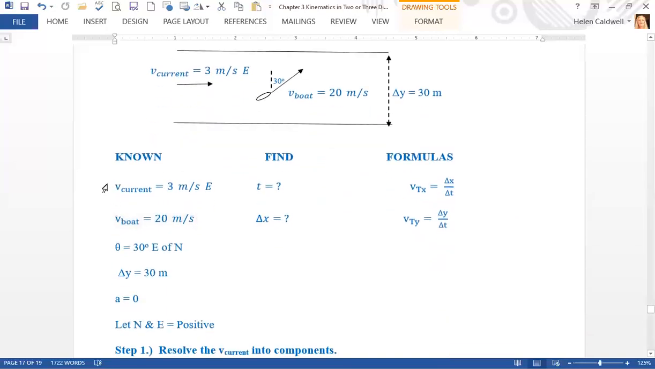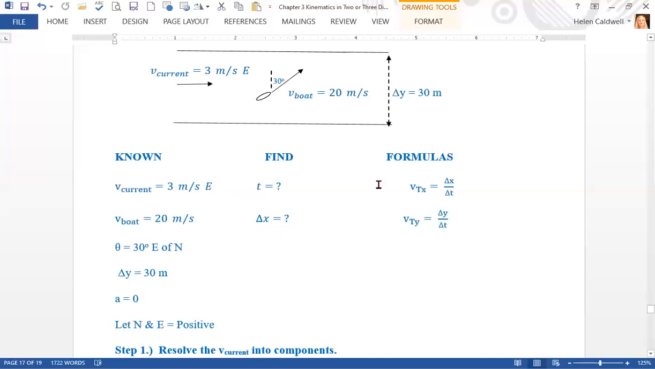So we know the velocity of the current is 3 meters per second east. We know the velocity of the boat is 20 meters per second. Theta is 30 degrees east of north. We know that delta y is 30 meters. They didn't tell us there's an acceleration, so we will assume it's 0. We're going to let north and east be positive. We are looking for the time. You could write it as delta t or just t. Either one is fine. And we are looking for the total distance.